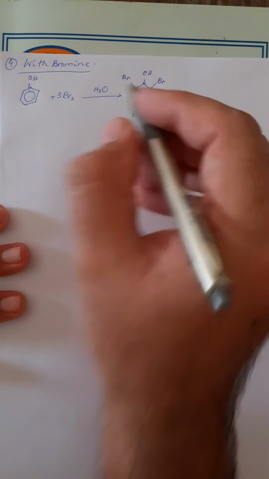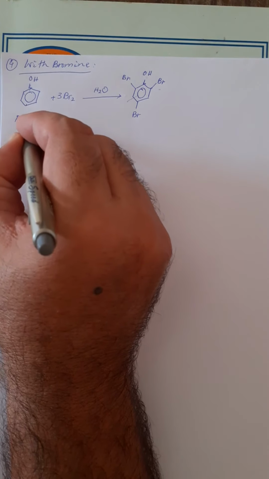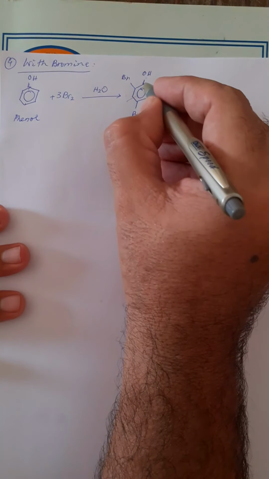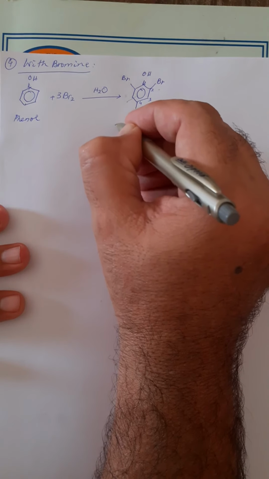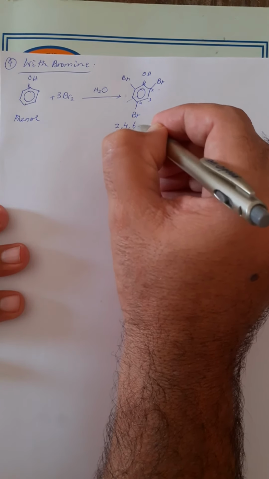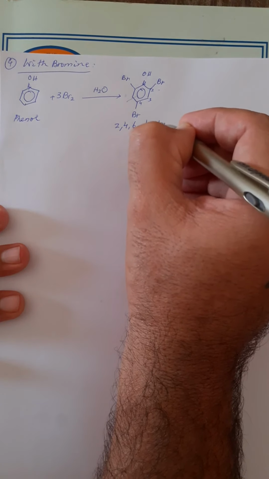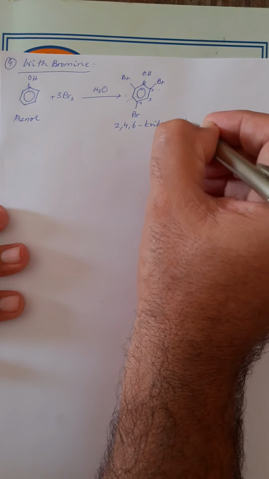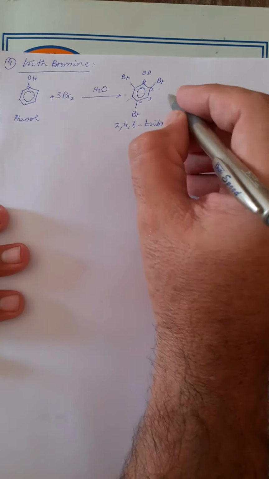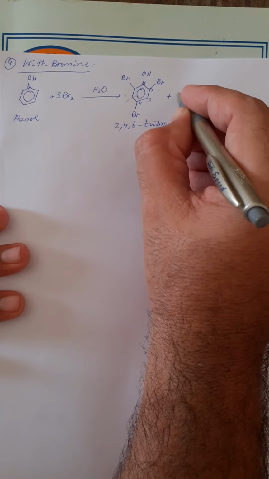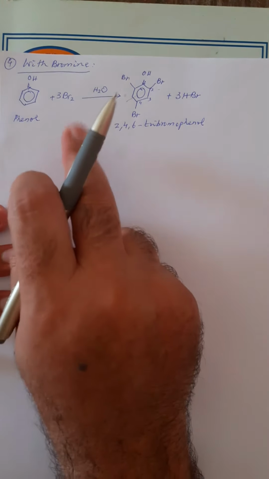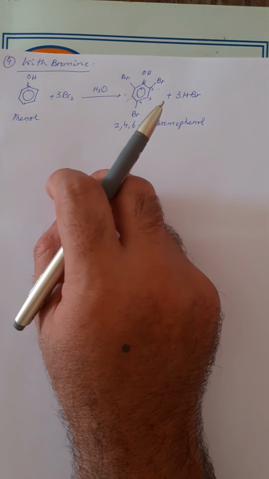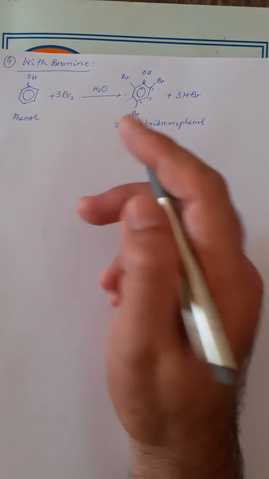Now can you guess the name? If you can guess the name for me. Yep. 1, 2, 3, 4, 5, 6. 2,4,6-tribromophenol. The 3 hydrogens here will bond with the other bromine atoms and form 3HBr. Now this is a spontaneous reaction. Phenol reacts with bromine water spontaneously.